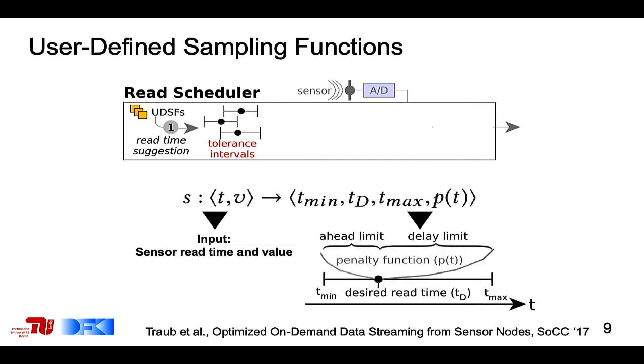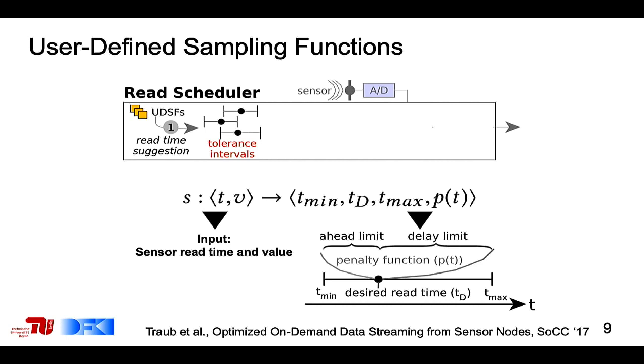And this sensor read request consists of basically four values, which is, first of all, when do you want to receive the next value? So let's say I want to read a value at 12 o'clock. Then a tolerance given by tmin and tmax, saying it would be OK to read 5 minutes earlier or 5 minutes later. And then we also have a penalty function, which allows to model how bad would it be to deviate from the desired read time within the given tolerances. So this basically allows you to say, my application doesn't care at all if I deviate a bit from the desired read time, or I want to have the system punishing deviating from the desired read time by some factor.